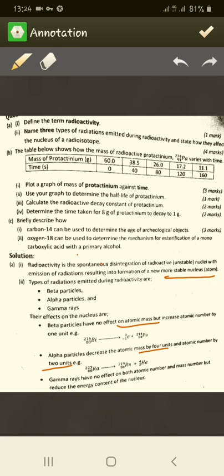The gamma ray has no effect on the radioactive sample. So the gamma ray has no effect on both the atomic number and mass number, but reduces the energy content of the nucleus, because when it is emitted in form of energy, the energy content of the nucleus reduces.